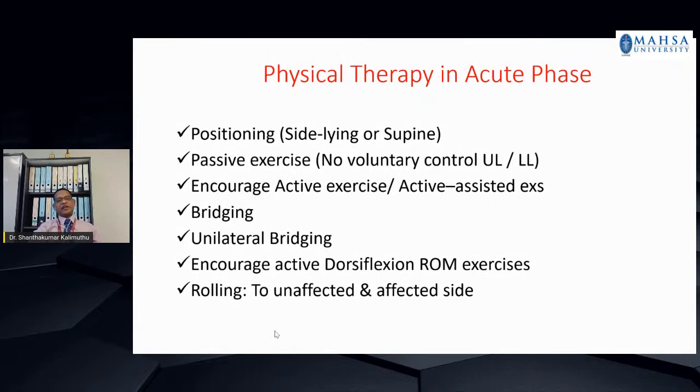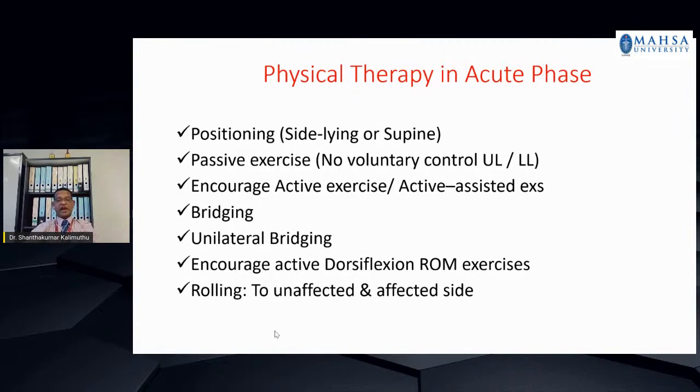Encourage active exercise. So very early, encourage the patient to do active exercise. If the patient can do abduction, encourage abduction, and keep the arm at 30 degrees. Encourage the patient to do lateral rotation very early. In case the patient is not able to do active exercise, then active assisted exercise can be encouraged very early. And then bridging exercise, where the patient is going to put weight onto both feet and lift up the hips.